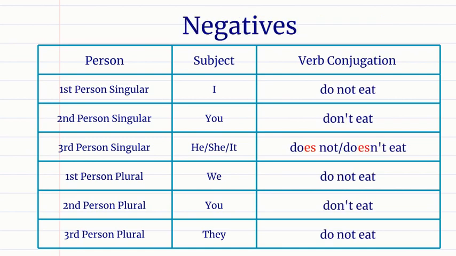To make a negative in the present simple, we need to use an auxiliary verb do and not and then the main verb. As you can see, the third person singular, instead of do not, we say does not. As you can see, the S rule here also has an E. We'll discuss the S rule in more detail later.